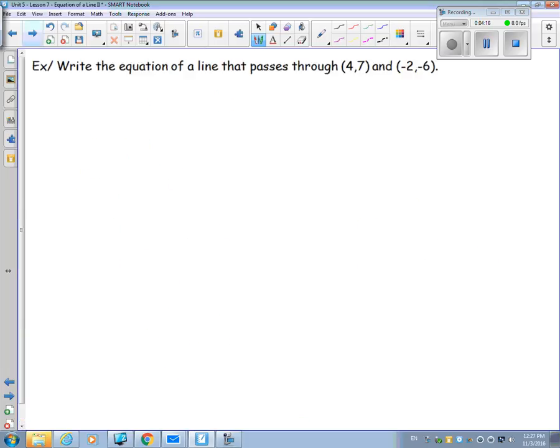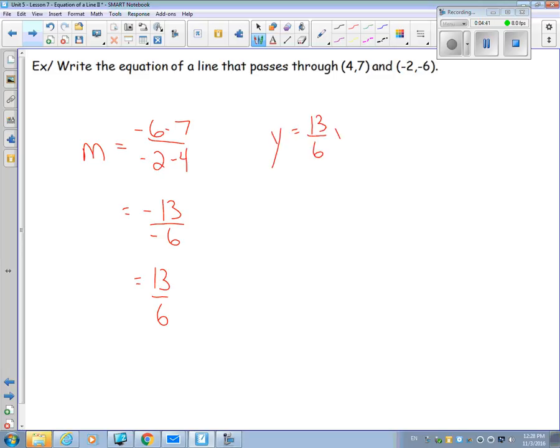All right, you guys can try one. It's kind of like the second example we did today. Just guessing it's going to result in a fraction. So m equals -6 minus 7 over -2 minus 4. That's -13 over -6. I can make it a little bit prettier to work with, make them both positive, because 2 negatives make a positive. So y equals 13 over 6, x plus b. Let's pick a point. I'm going to use the positive one this time. I just think it's easier to work with positive numbers sometimes.